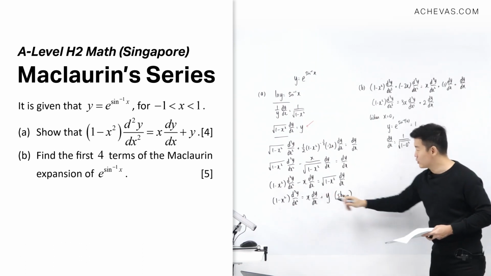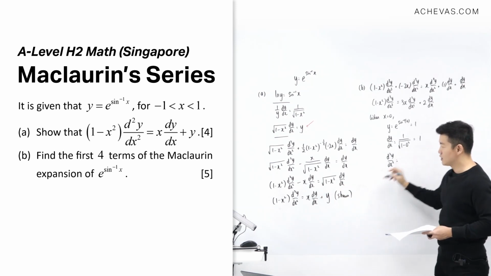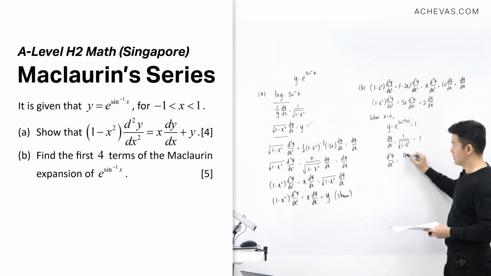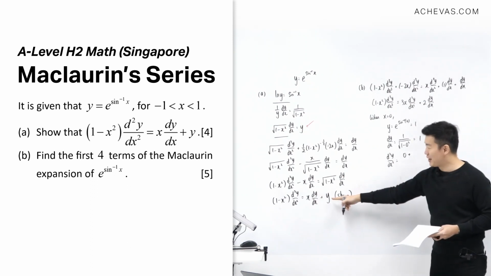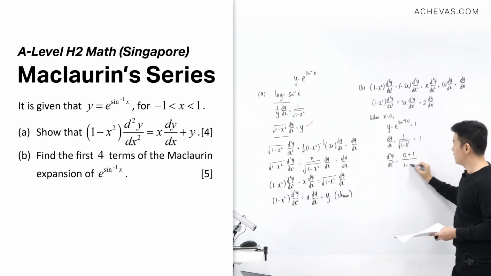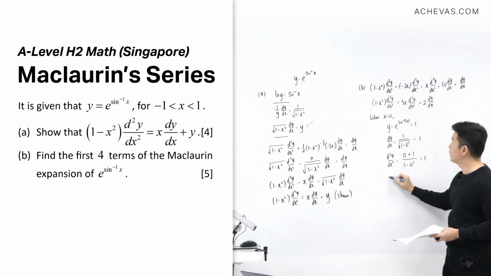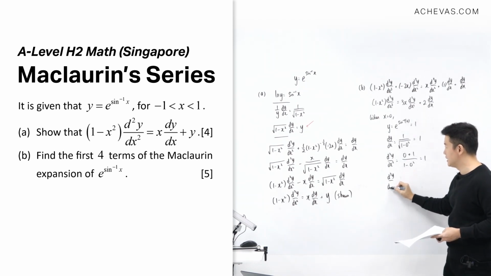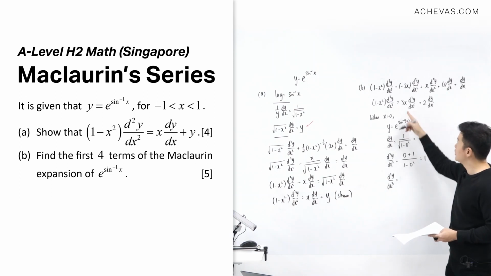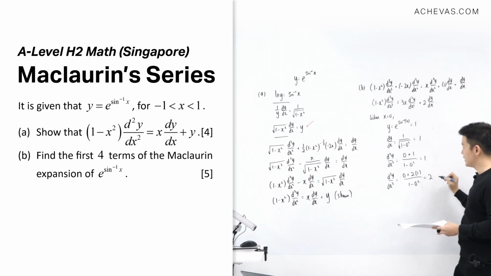d squared y dx squared. This is going to be equal to x, which is 0, plus y, which is 1, divided by this, which is 1 minus 0 squared. This is equal to 1. Let's find the last part of the coefficient, d cubed y dx cubed. This is going to be equal to, again, 0, plus 2 times dy dx, which is 1, divided by 1 minus 0 squared. So this is equal to 2.